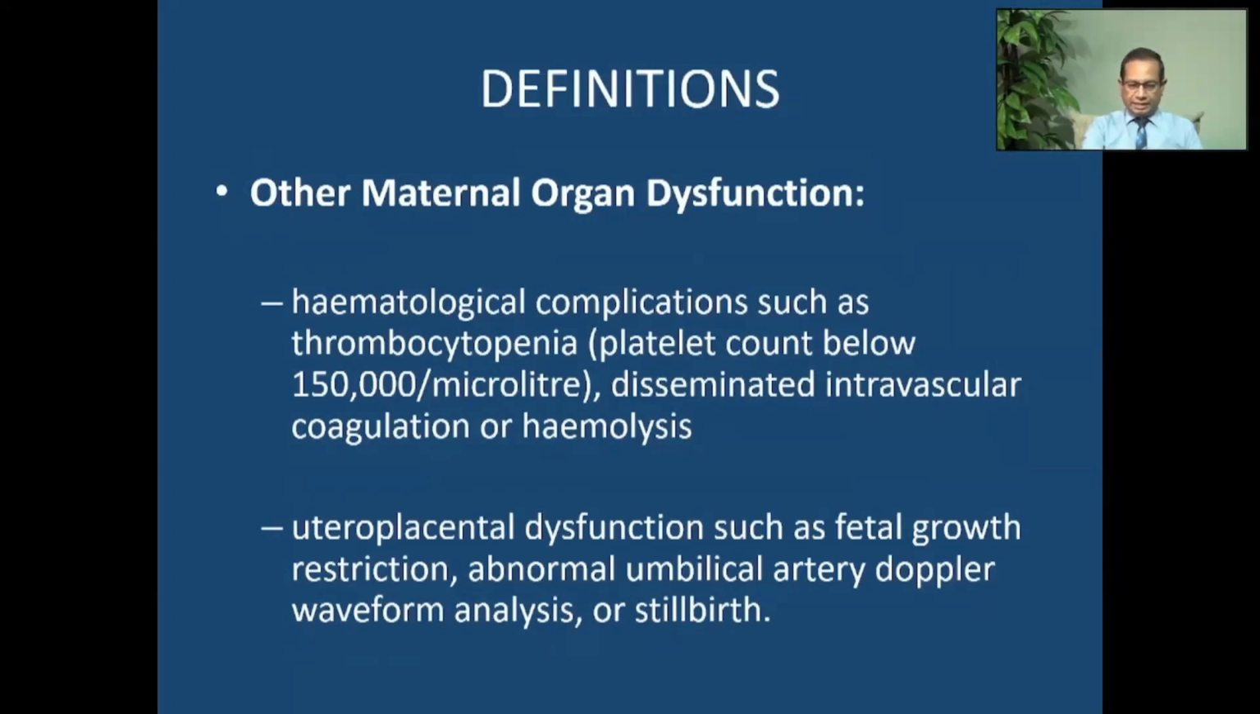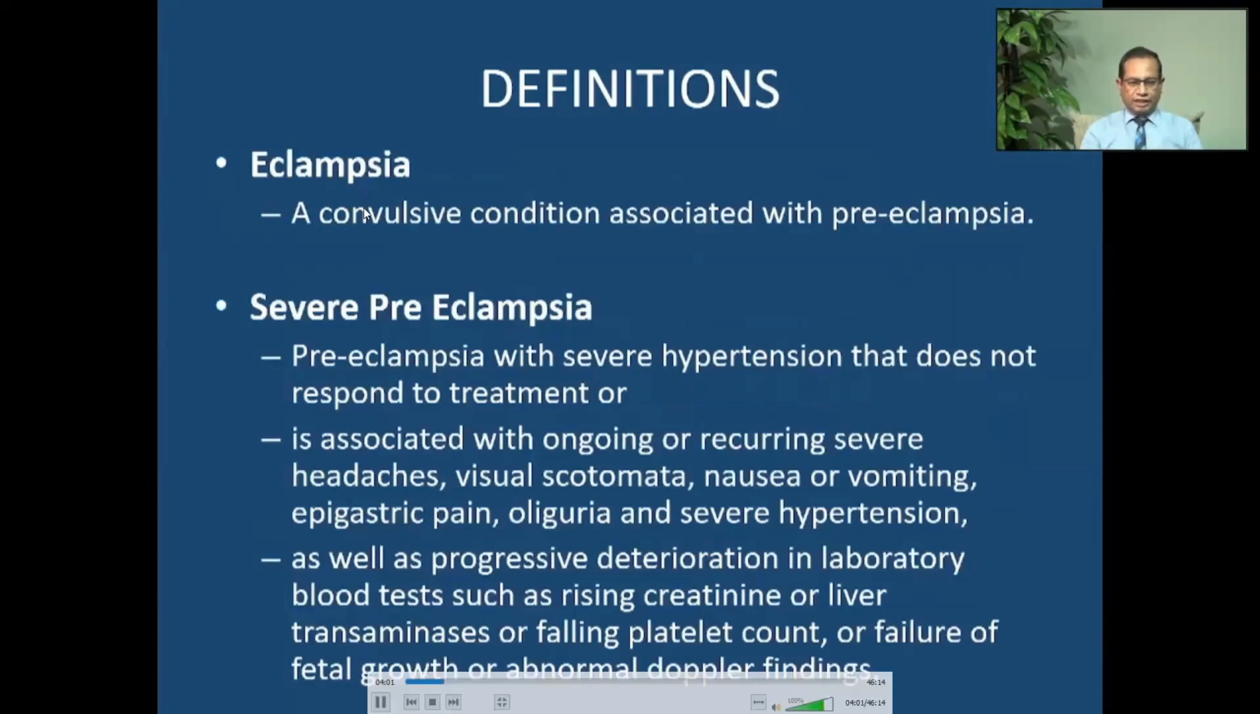The other one, the last one, is uteroplacental dysfunction such as fetal growth restriction, abnormal umbilical artery Doppler waveform analysis, or stillbirth. And when we come to the definition of eclampsia, it is called a convulsive condition associated with preeclampsia.